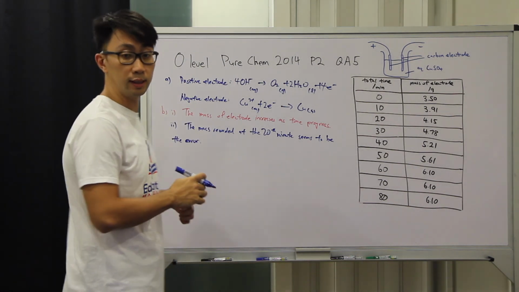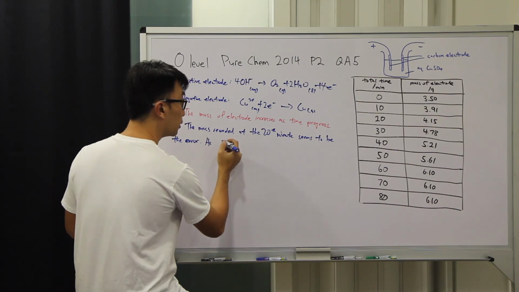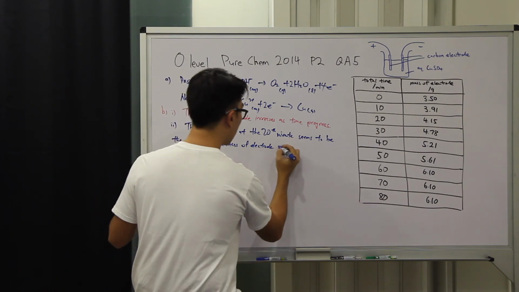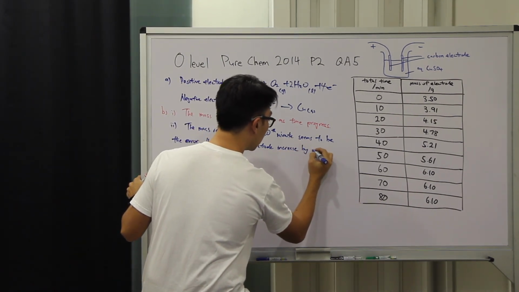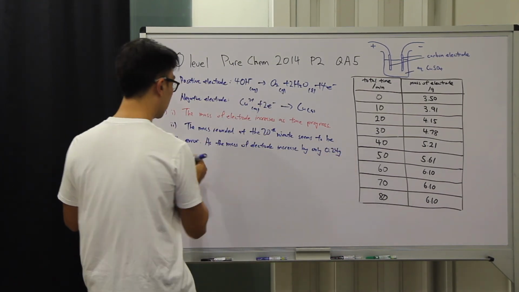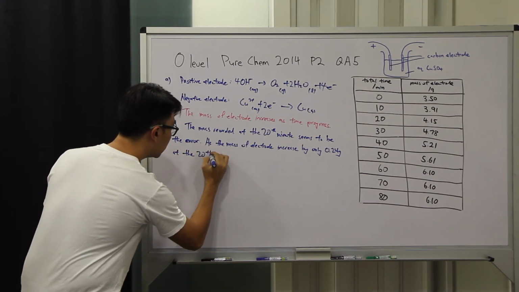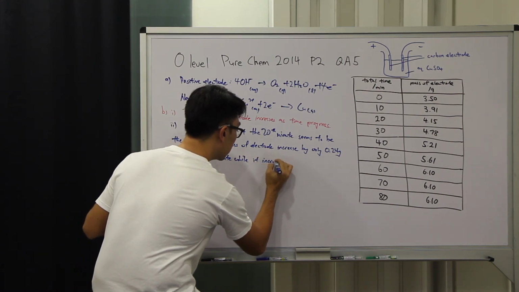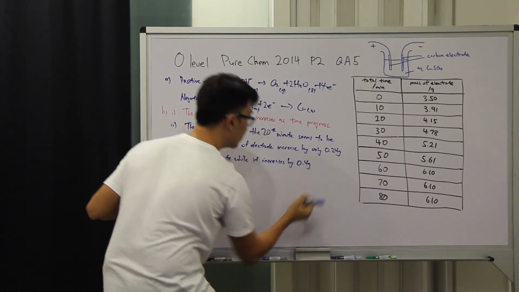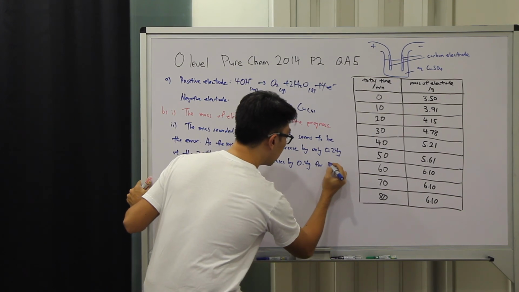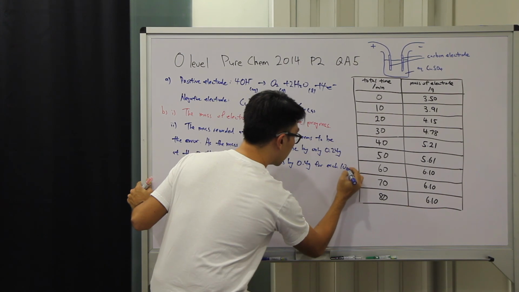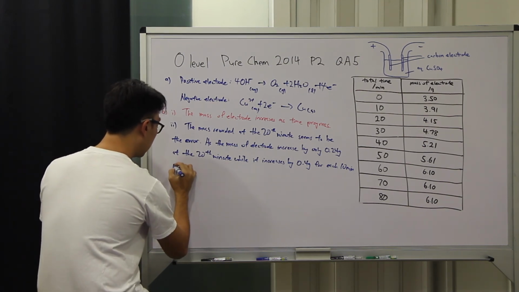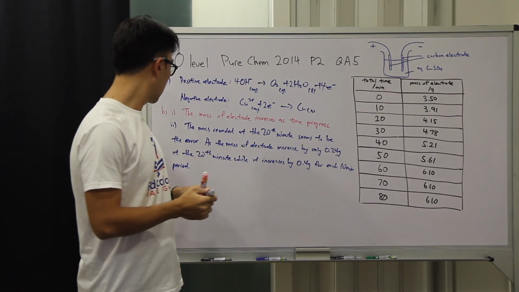They need us to explain the reasoning. As the mass of the electrode increases by only 0.24 grams at the 20th minute, while it increases by 0.4 grams for each 10-minute period. Alright, so this is for part 2.